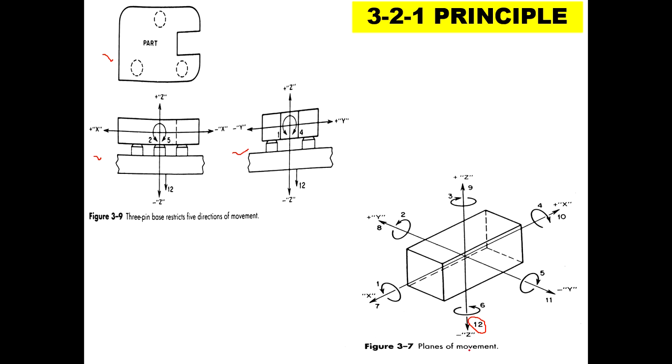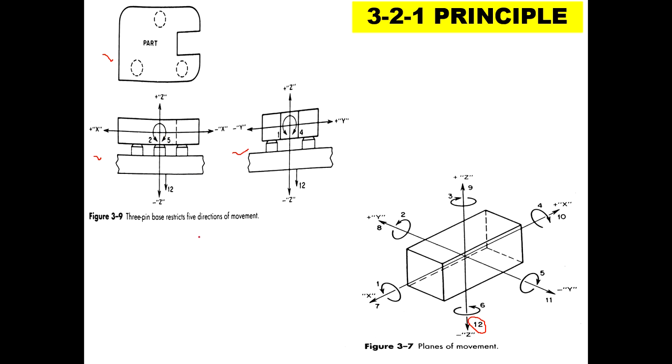Similarly, it cannot rotate along x axis, that is clockwise motion. So we can see number 2 and number 5 will be restricted now. Similarly, along x, that is the number 1 and number 4, and number 2 and number 5, that is along y. So rotary motion along y will be restricted. It cannot rotate along y, and it cannot rotate along x also. X is what? 1 and 4. So the rotary motion along 1 and 4 and rotary motion along 2 and 5 will be restricted because of these 3 pins.